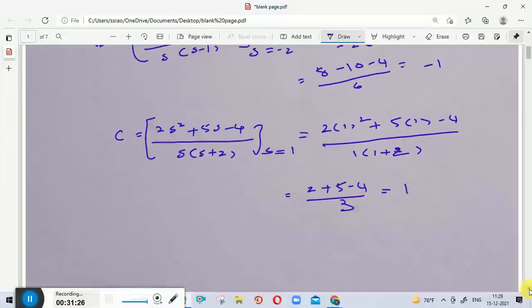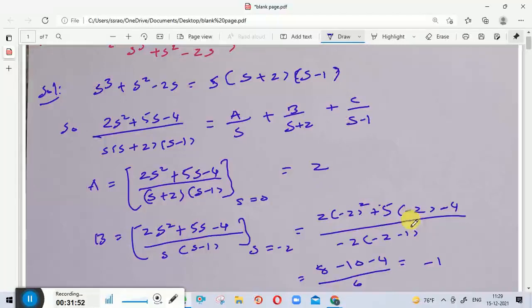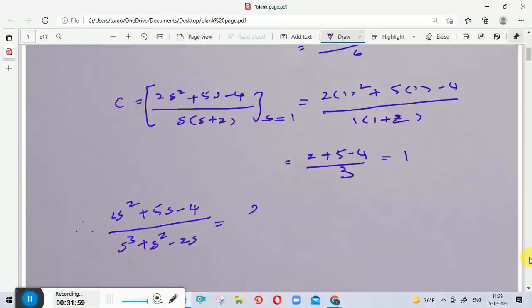Okay, therefore (2s square plus 5s minus 4) divided by (s cubed plus s square minus 2s) is equal to, value of a is 2, so 2 by s minus 1 by s plus 2 plus 1 by s minus 1. Now we apply L inverse to this.